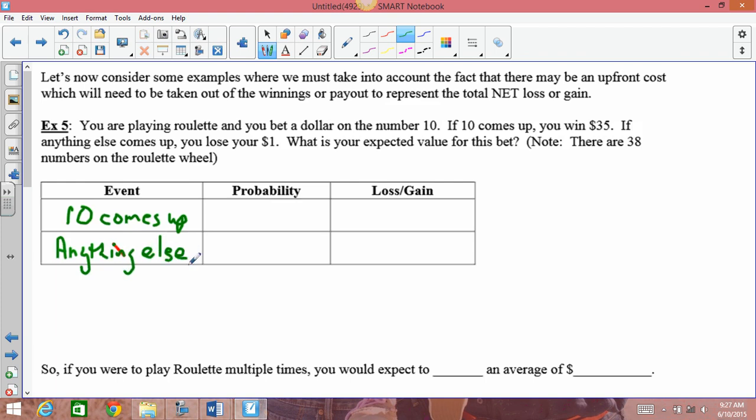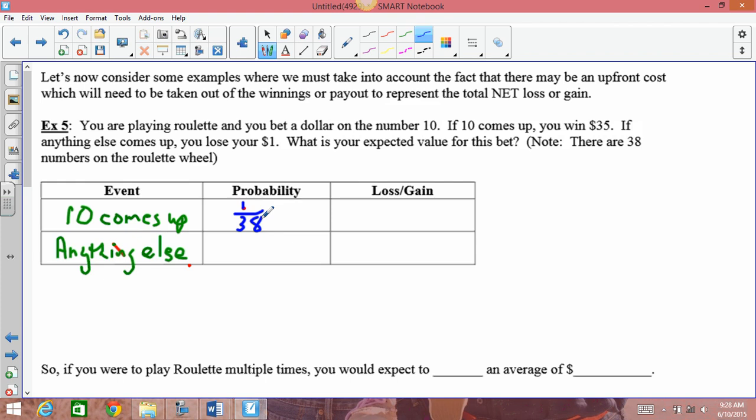What you label your events is of no consequence. It really is based solely on the probability and the losses and gains, making sure you've got those correctly attached to one another. A 10 coming up in this case would be only one 10 on the wheel out of 38 possibilities. This is what I was speaking about a minute ago. If you do 1 divided by 38 in your calculator, it is not a nice clean decimal. If I tried to use the decimal, I would have to round it. I don't want to do that, so I'm keeping that as a fraction. That should be your thought process as well as you work through these.